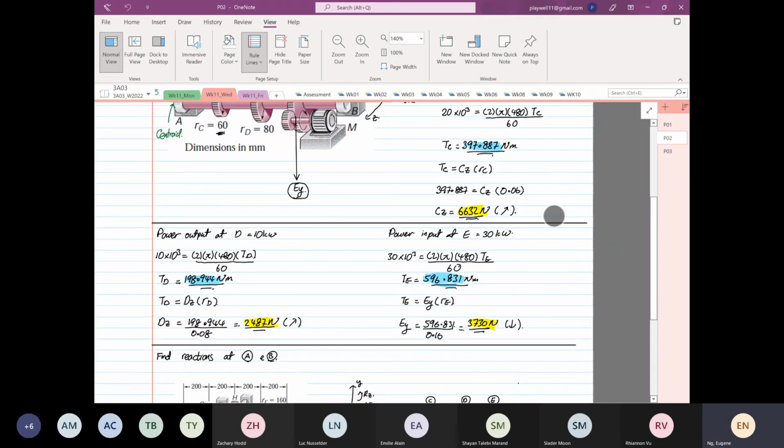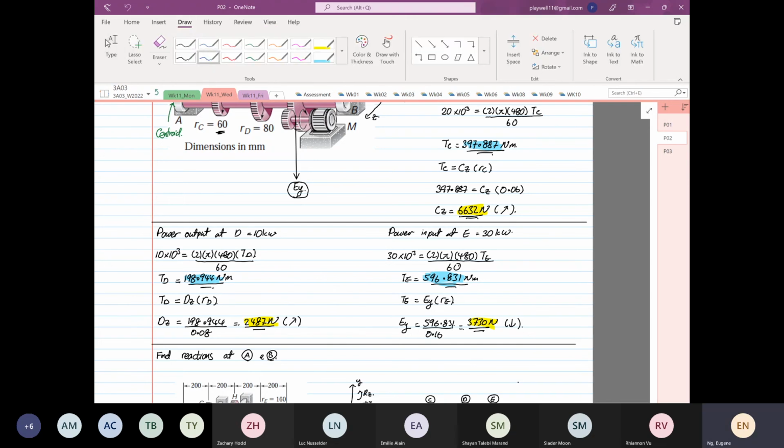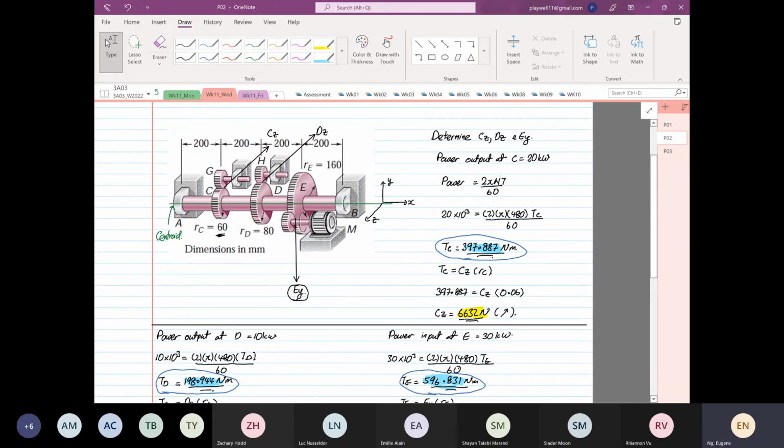We have calculated the torque. This is on Wednesday. We calculated the torque at point C, we have calculated the torque at point D, and we have calculated the torque at point E. Torque at E, right? So if we go back to our original diagram, C and D are output.